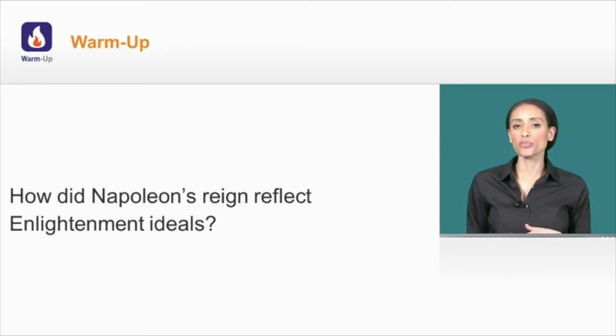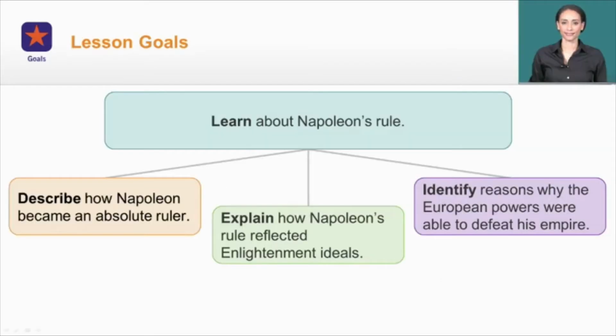In this lesson, we're exploring the question, how did Napoleon's reign reflect Enlightenment ideals? So we'll continue our study of the French Revolution, looking at how it ends with the reign of Napoleon Bonaparte. Our goal today is to learn about Napoleon's rule.